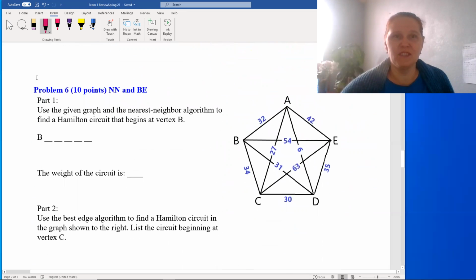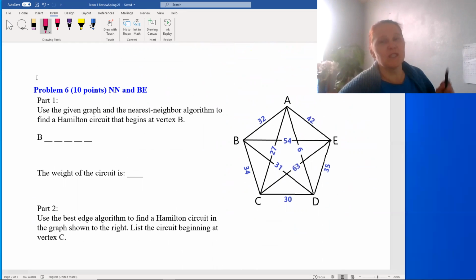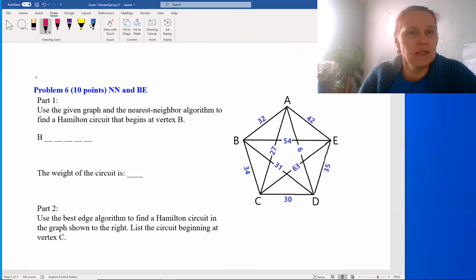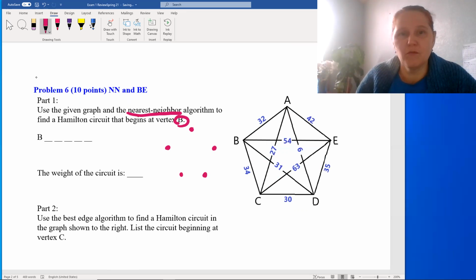The next question, nearest neighbor and best edge. You have to apply both algorithms to the same graph, and it will tell you from what vertex you have to start, list vertices. And so first, nearest neighbor. We start from the vertex B. Let us make a small sketch here so that we can see our movements. From vertex B, we have 4 choices.